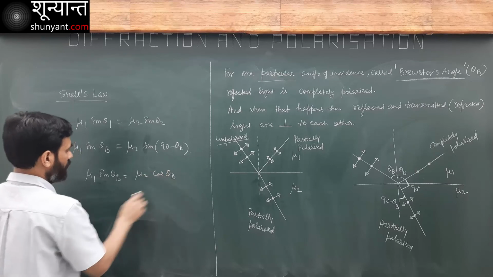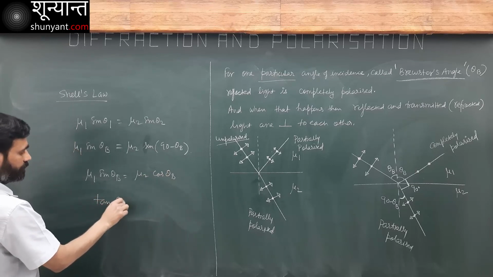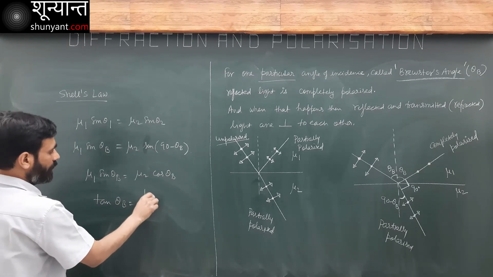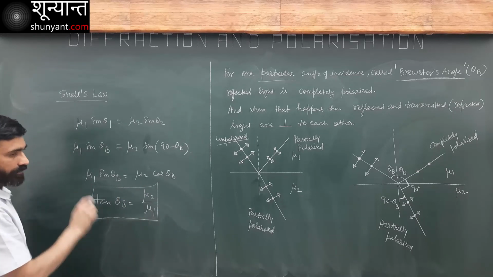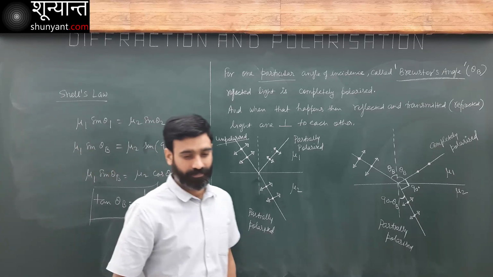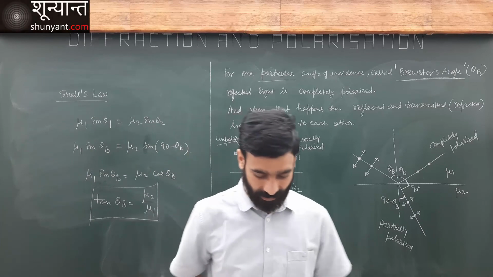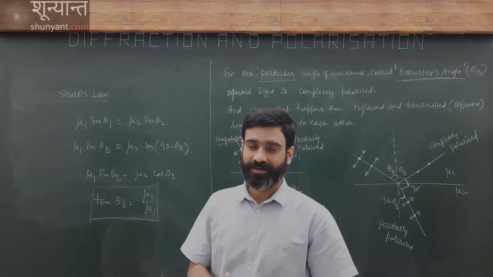I get tan theta b equals mu2 over mu1. That's it. This will be Brewster's angle. And let's conclude. The chapter is complete.